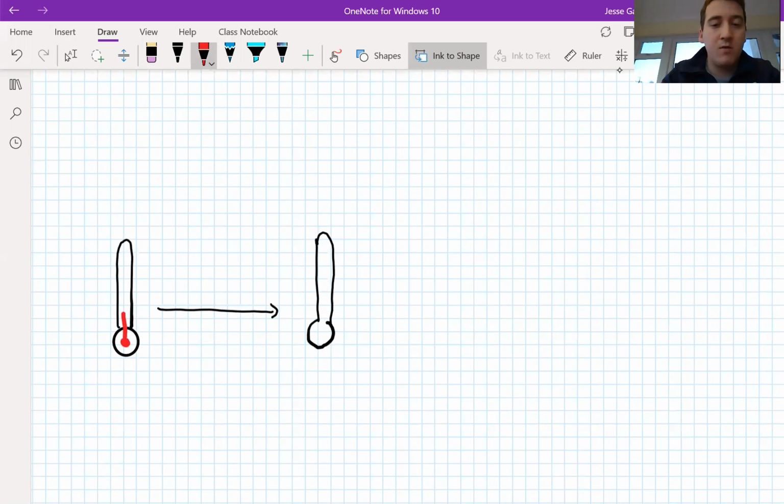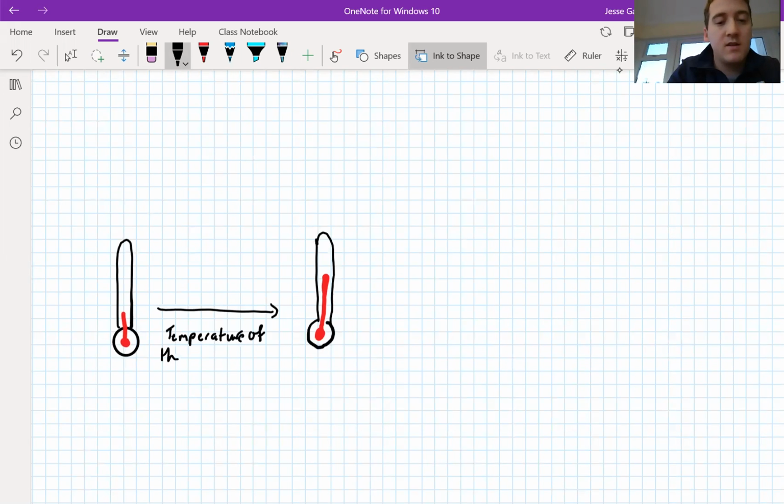So say, for example, we have a situation where during a chemical reaction, the temperature of our thermometer goes up like this. Well, what does that mean? Well, the thermometer acts as part of the surroundings. If it's not the actual reacting chemicals, then it's the surroundings. So we can say if the temperature of the thermometer went up, that means that the temperature of the surroundings increased.